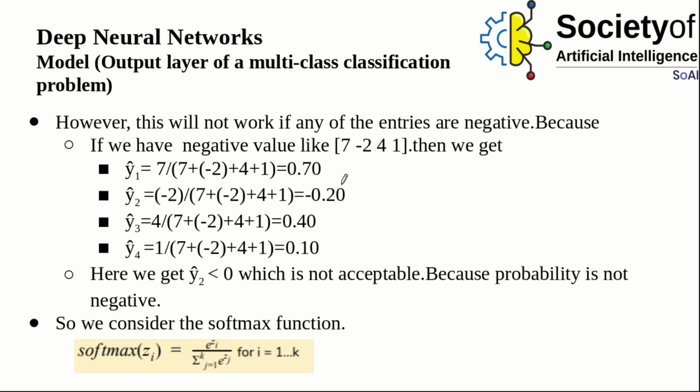Let's see. If we have entries like 7, negative 2, 4, and 1, then the output corresponding to the negative 2 value comes out to be minus 0.2. And we all know that a probability cannot be negative, so an output less than 0 is not acceptable. So now let us consider the softmax function, which is defined as e to the power z_i divided by the summation of j equal to 1 to k of e to the power z_j, for i equal to 1 to k.